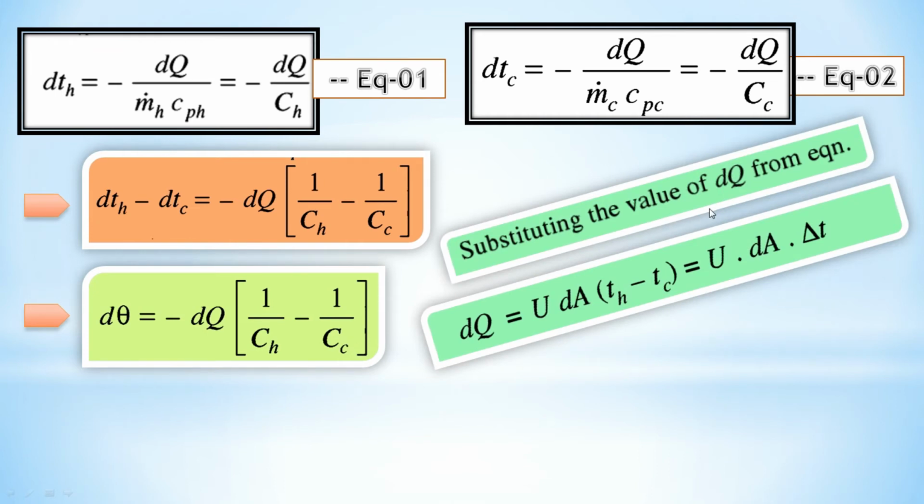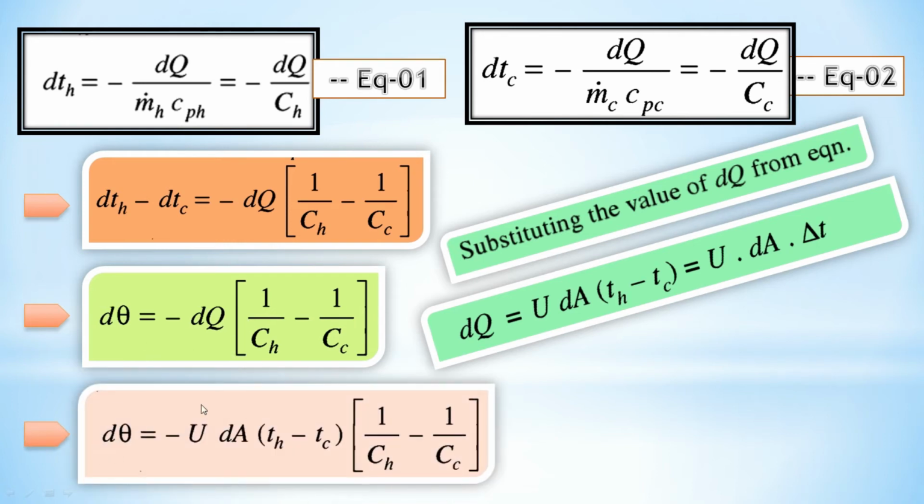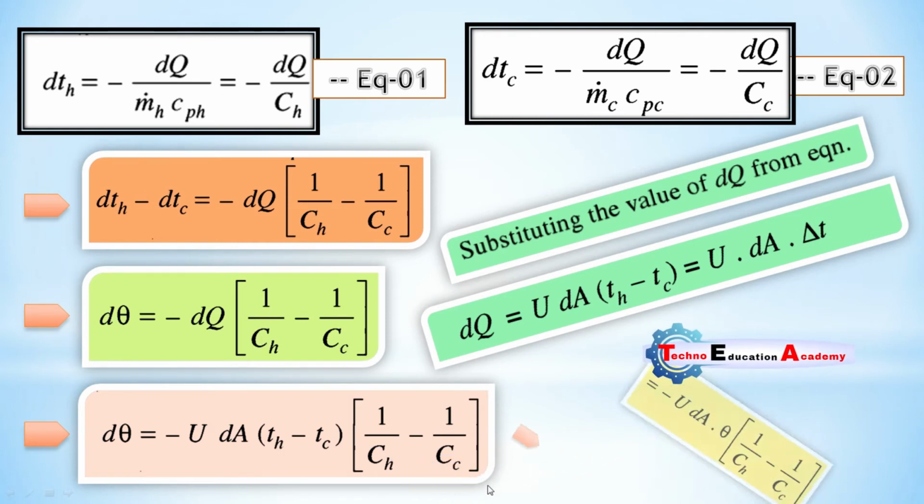Substituting the value of dQ from the previous equation. In the previous equation we have already discussed the fundamental equation of heat transfer. Whenever we are considering convection and conduction both, at that time we consider the overall heat transfer coefficient. So dQ equal to U into dA into delta T. So put the value of dQ equal to U into dA into delta T in this equation. So d theta equal to, instead of dQ, we can write U into dA into delta T. The negative sign remains as it is, in bracket 1 upon Ch minus 1 upon Cc.